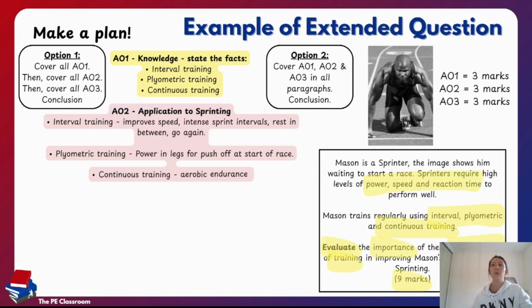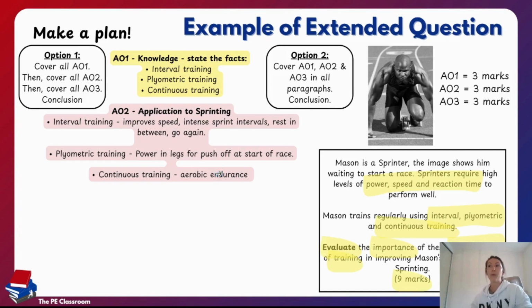My AO2 points will be applying it to sprinting, because we're talking about our sprinter here, and this is where we can relate it to the need for power, speed and reaction time, which is very relevant. So you could be saying things like interval training will improve his speed, demonstrating you've got the knowledge of the component of fitness of speed. You can train using interval training, and you're relating it to when this is relevant to a sprinter. So during his sprint intervals, he can rest in between and then he goes again. That is obviously interval training, but it's also improving his speed.